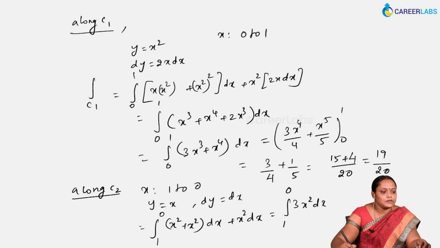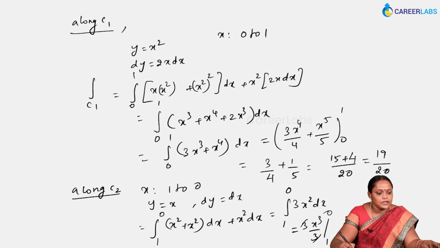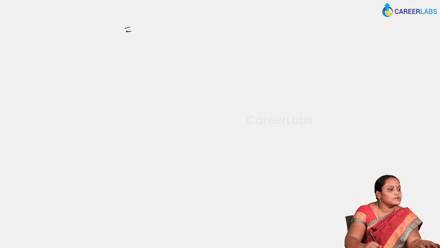So this will be equivalent to 3 times x cube divided by 3 over the limit 1 to 0. So 3 will get cancelled, and when you apply the limit, the x cube over the limit 1 to 0 will give you the answer as 0 minus 1. So this is minus 1.